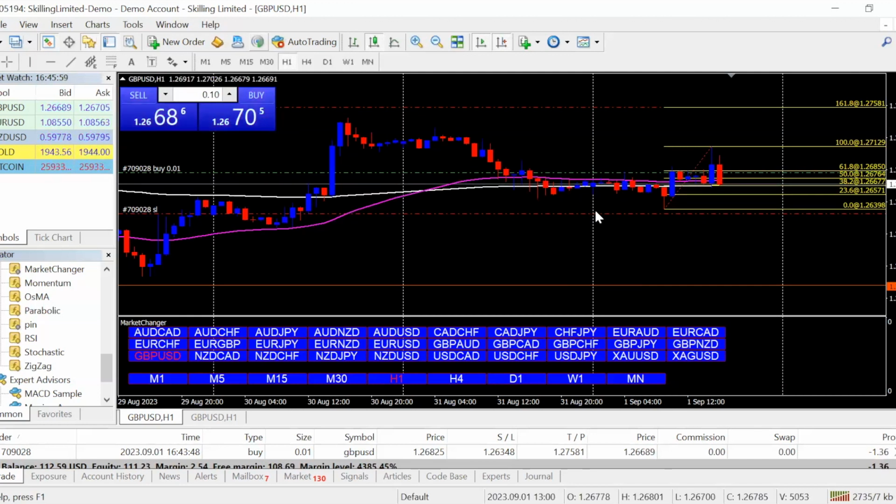Yours is just to follow the trend. It's trending, so you just need to keep waiting, keep waiting until price finds an entry level again.